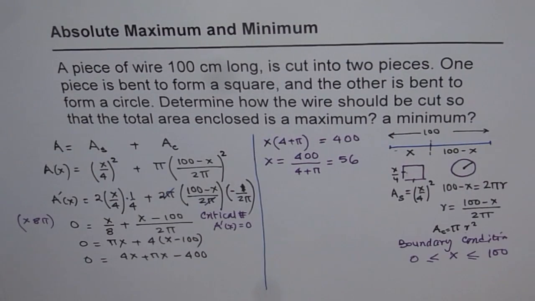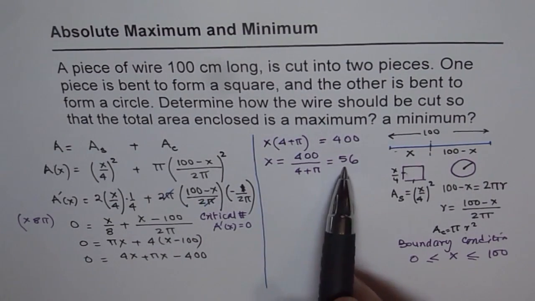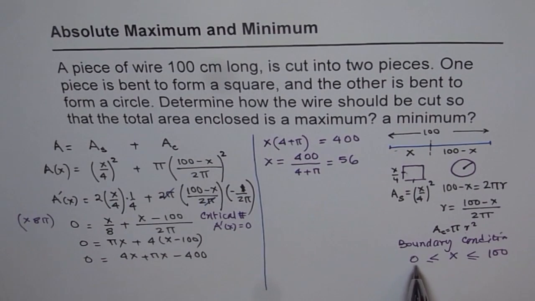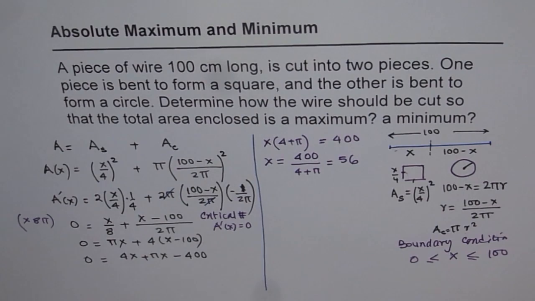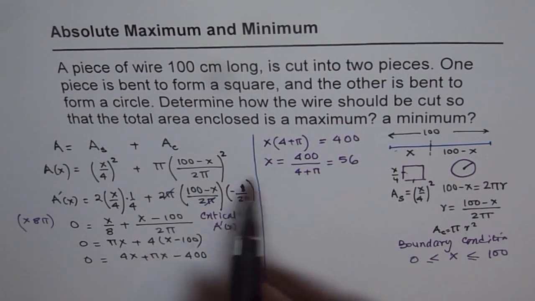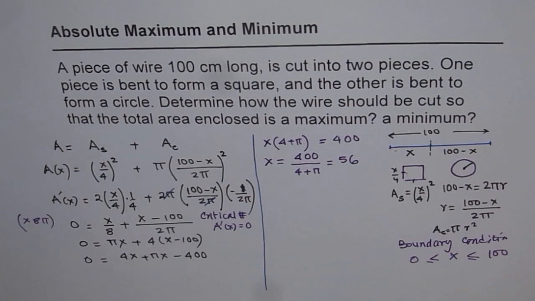Now we have a critical number, which is x equals 56. We have boundary conditions, which are 0 and 100. Now what we need to do is find the value of the function at these three points, right? So if we plug these in, what do we get? And then comparing the values, we can say which one gives the maximum and which one is the minimum for us.